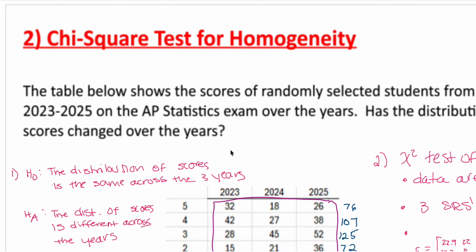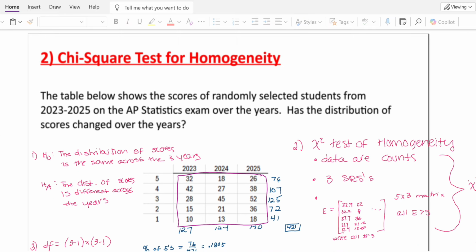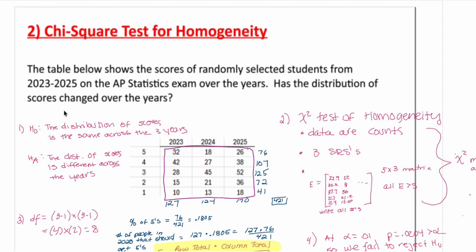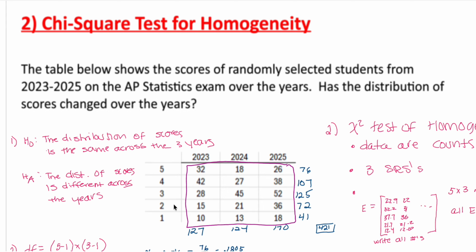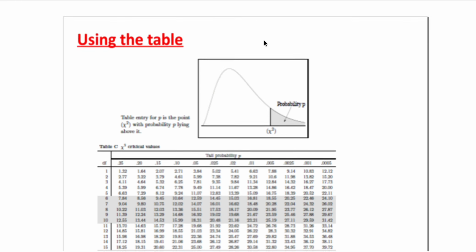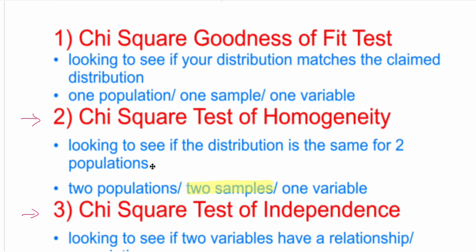And let's move on. So chi-square test of homogeneity. Let's learn this by looking at an example. The table below shows the scores of randomly selected students from 2023 to 2025 on the AP Statistics exam over the years. Has the distribution of scores changed over the years? That's what we're looking for. So there's 5 scores and 3 years. First of all, is this a homogeneity? And how do we know it? Well, if we go back to the rules for homogeneity, the question will give us two populations, two samples, and one variable.